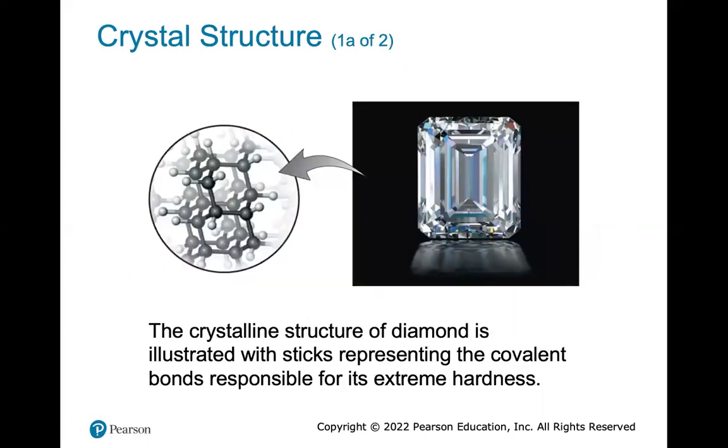This is the crystalline structure of a diamond. It's illustrated with sticks representing the covalent bonds responsible for its extreme hardness. A covalent bond is where the atoms share a valence electron, and it makes a bond.